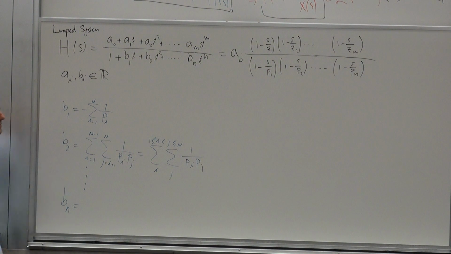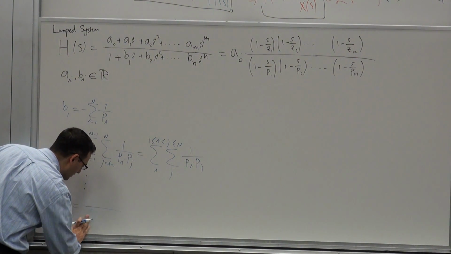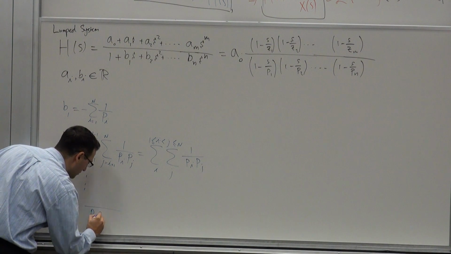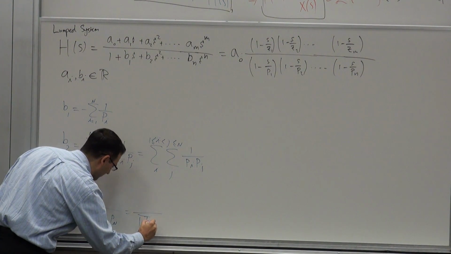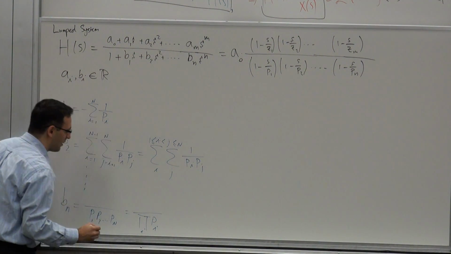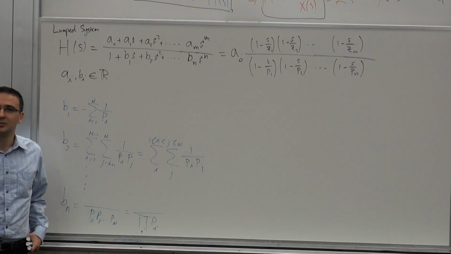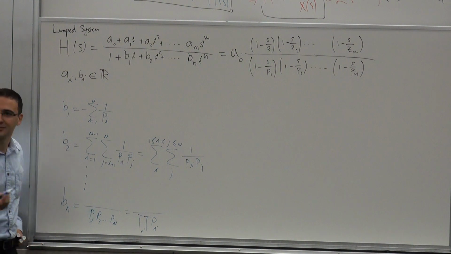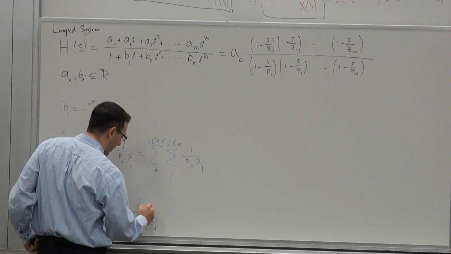What is bn? Bn is actually relatively straightforward. What is the nth order term? What's the one that has s to the power of n? It's basically just the product of all of them, right? p1, p2, all the way to pn. You can write it as the product of pi. But then, what is the sign? Is it positive or negative? It depends, right? So it's basically minus 1 to the power of n. If n is even, it's plus. If n is odd, it's minus.